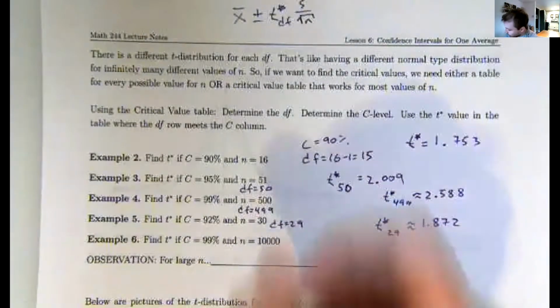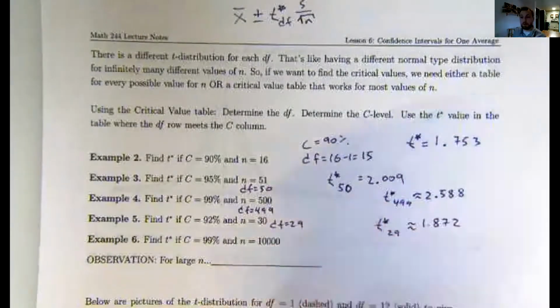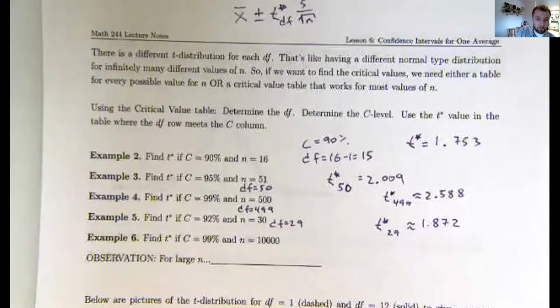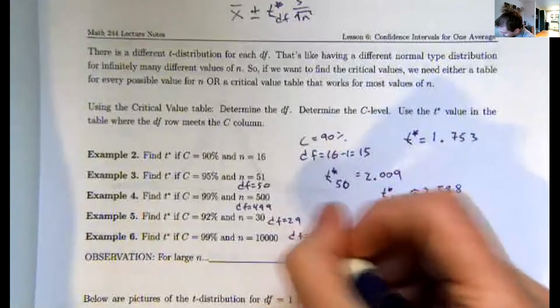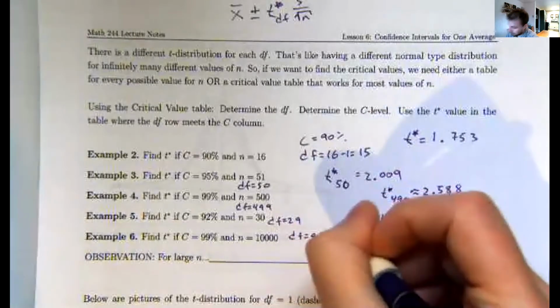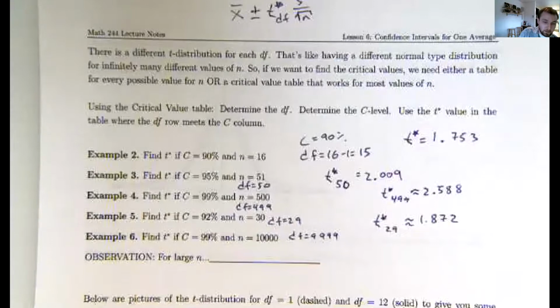For this last one, 10,000, this was massive. I'm going to pull up that table and show you how big that was. So my degree of freedom was 9,999. So I'm going to pull up that table again.